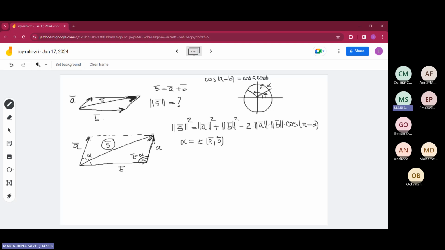You can see this from this picture, because if this is alpha, then cosine is this length, and this angle is pi minus alpha, so cosine is this length, and they have opposite signs. So this is cosine of alpha with a minus in front of it, and in the end you will have plus cosine of alpha.